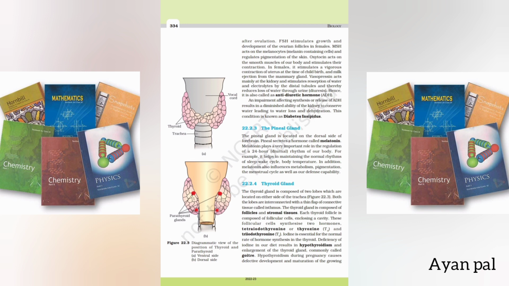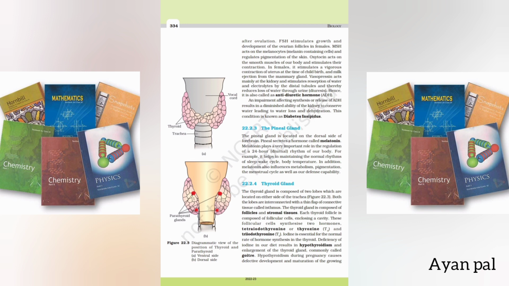Thyroid gland. The thyroid gland is composed of two lobes which are located on either side of the trachea. Both the lobes are interconnected with a thin flap of connective tissue called isthmus. The thyroid gland is composed of follicles and stromal tissues. Each thyroid follicle is composed of follicular cells enclosing a cavity. These follicular cells synthesize two hormones, tetraiodothyronine or thyroxine T4 and triiodothyronine T3.